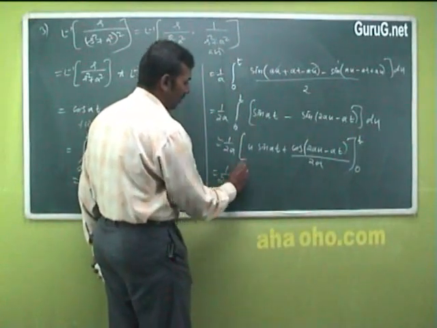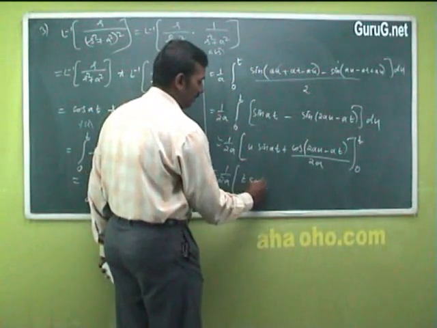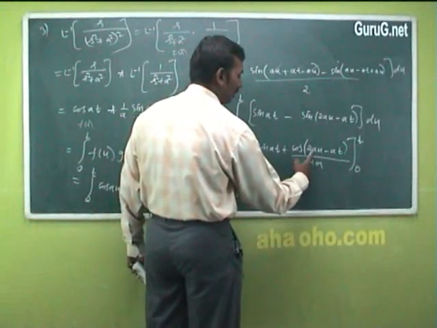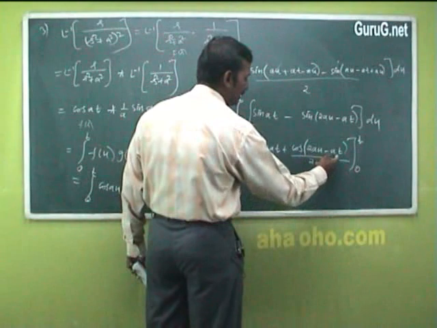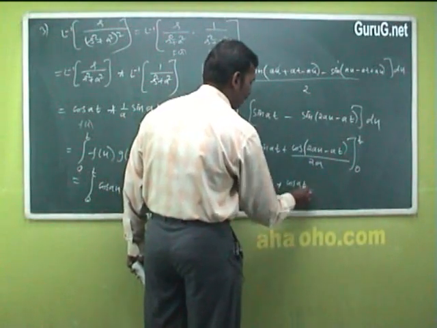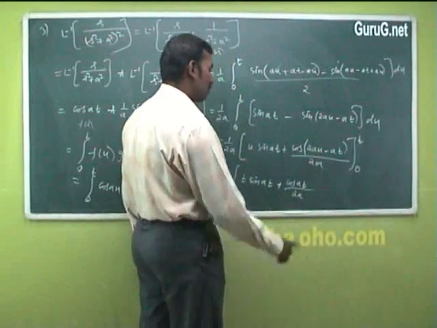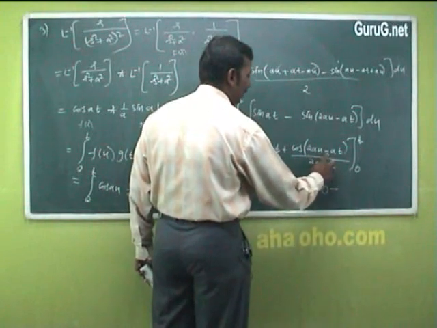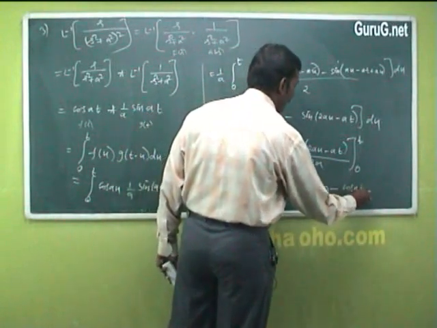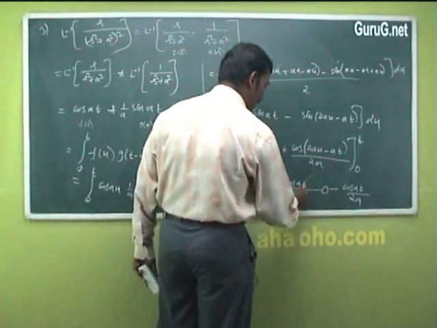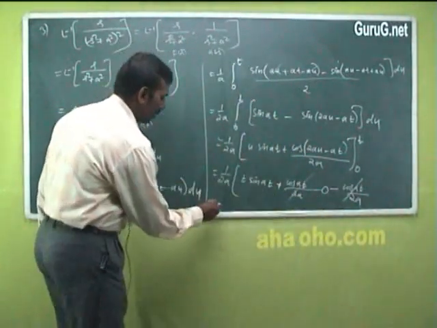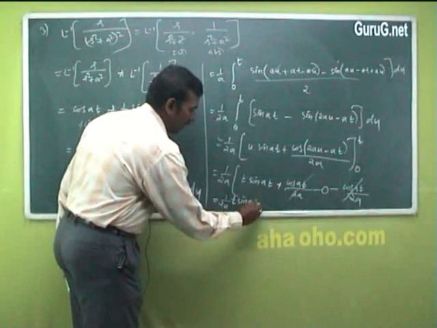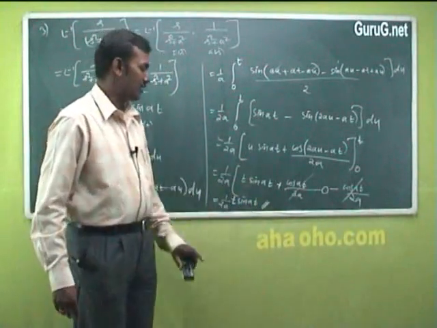So 1 by 2a, t sin at plus, what comes here? u equals t gives 2at minus at, so cos at by 2a. Substitute the lower limit. So this is 0, and minus, what comes here? cos minus theta is cos theta. So cos at by 2a. Now what happens? This cancels. What remains? 1 by 2a t into sin at, which is the required answer. Clear?